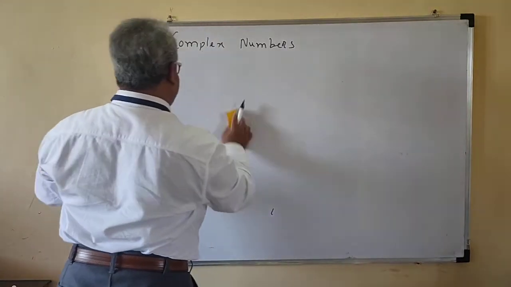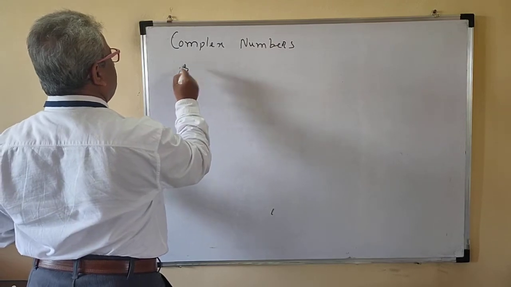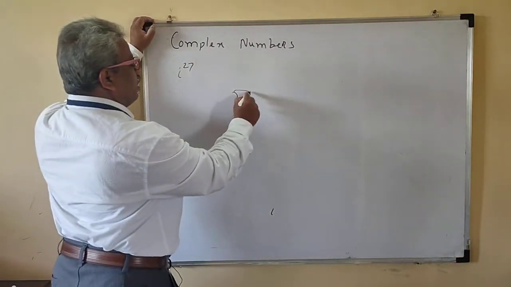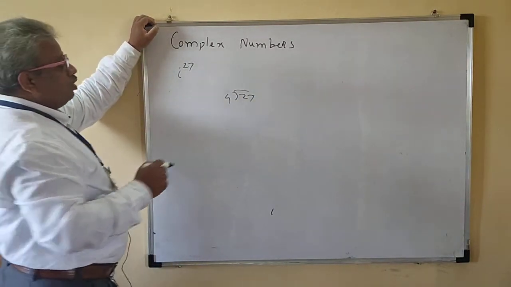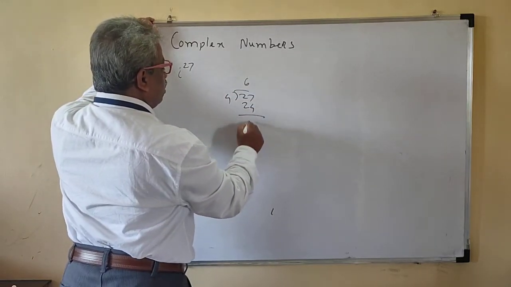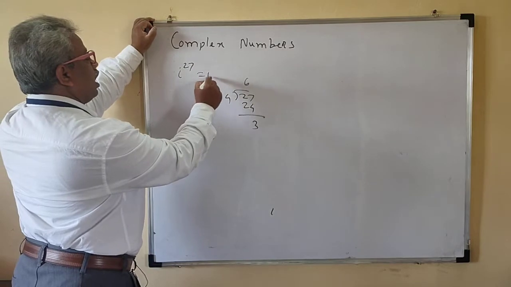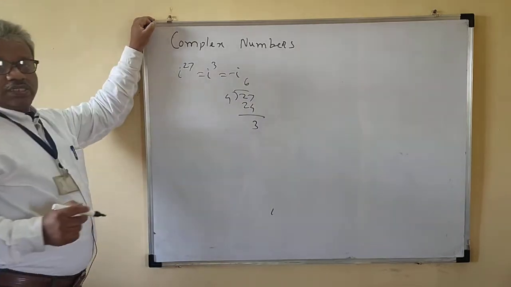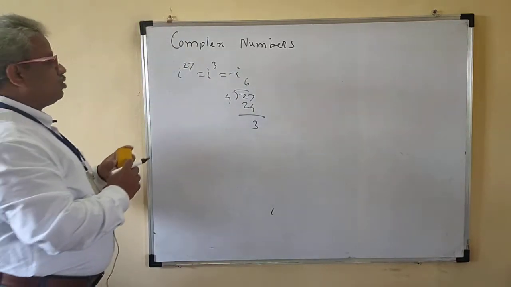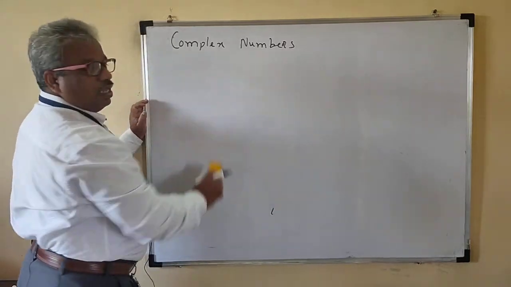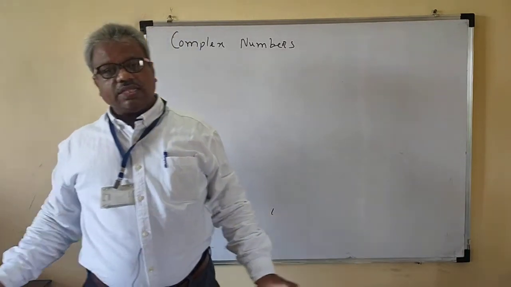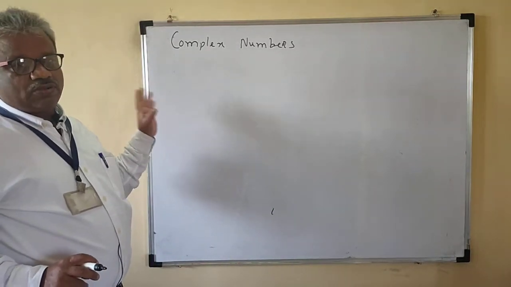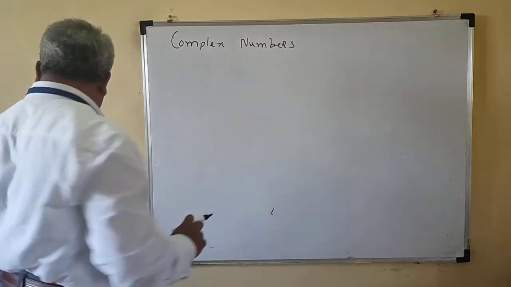In this way you can find any power sum. Suppose you want to find i to the power 27. If you divide 27 by 4, 24 is the multiple, so the remainder is 3. So this is i to the power 3, which is minus i. If it is an odd power, then it is plus or minus i. If it is an even power, then this is plus or minus 1. If the power is a multiple of 4, then it is 1. If the power is even but not a multiple of 4, then it is minus 1. Okay. So remember that.